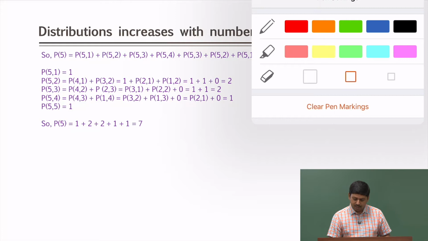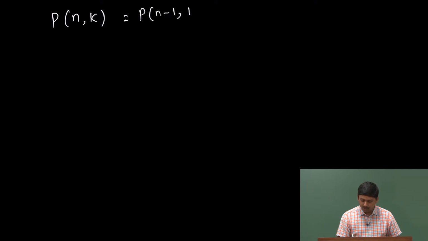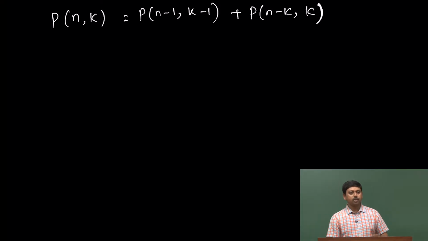The general formula for large n is very complicated. We are going to show you in Mathematica just now. The general formula is very large, it increases exponentially, but there is a recurrence relation that one can use, and that is P n comma k is P n minus 1 comma k minus 1 plus P n minus k comma k. This is a recurrence relation, one can use that.